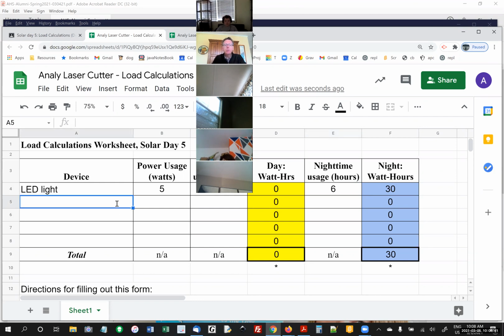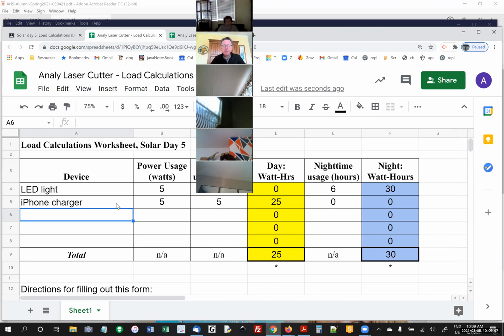And then I'm going to put down my iPhone charger, and it's also a 5 watt thing. I'm going to charge my iPhone 5 hours during the day. It's good to, if you can, move charging loads and energy usage during the day. That's cheaper because you can run it straight from the panels instead of having to run it from a battery. So batteries are expensive.